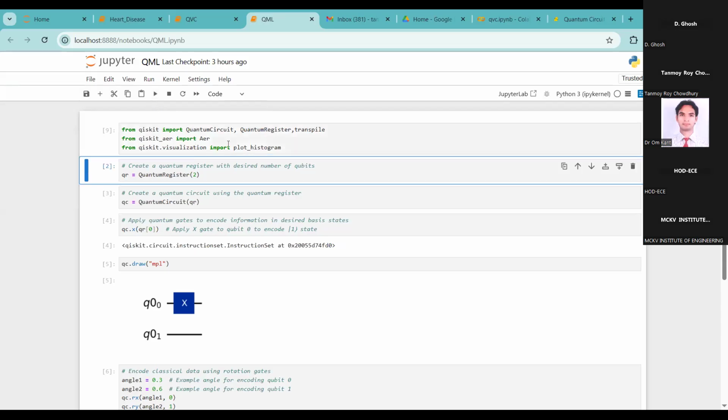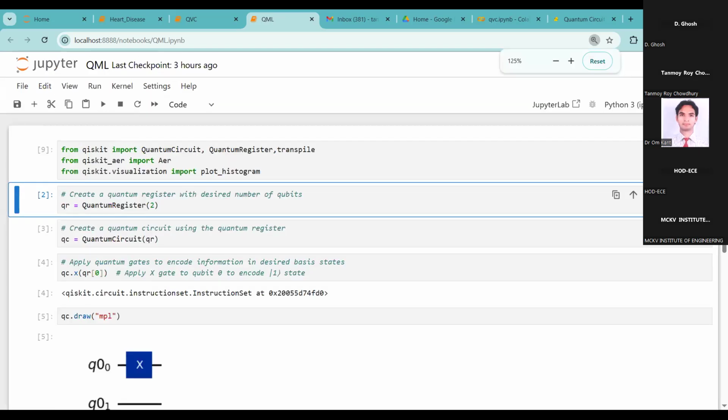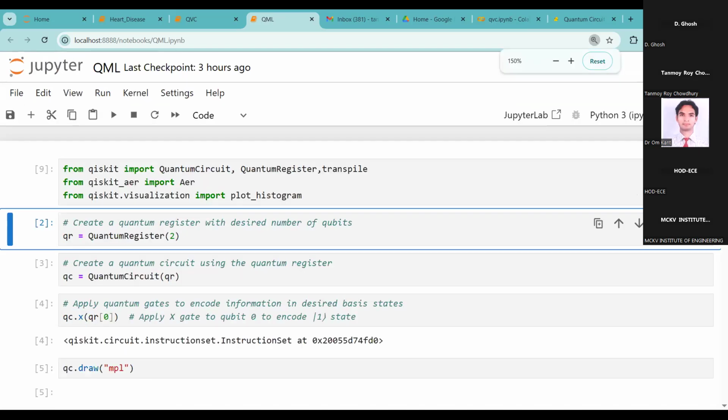Now let me tell you, this is the quantum circuit. The AER is what is Qiskit. Am I audible to everybody? Yes, sir. Audible. Is it visible now, everybody, properly? Yes. Okay, fine.